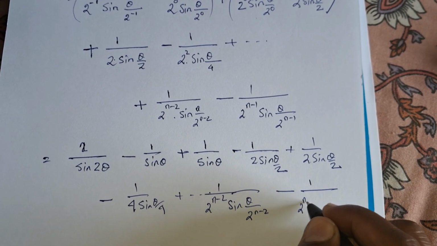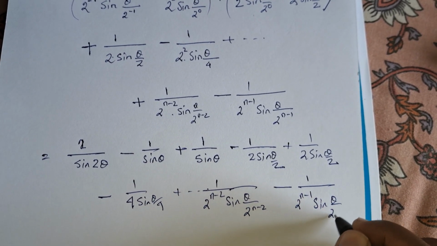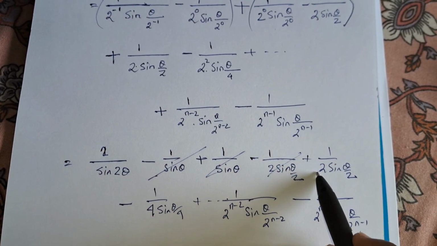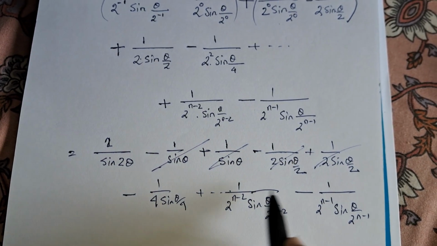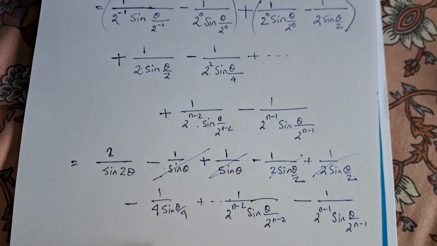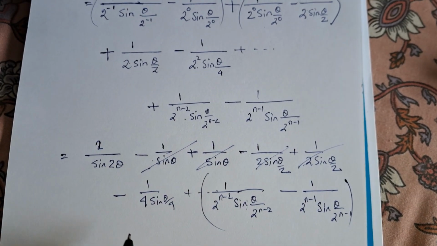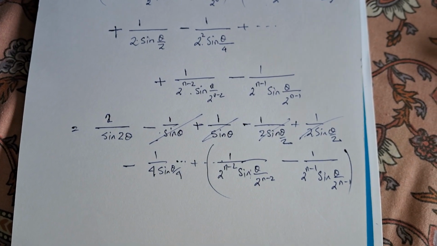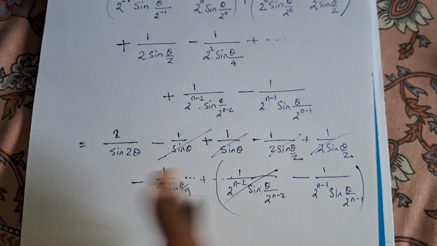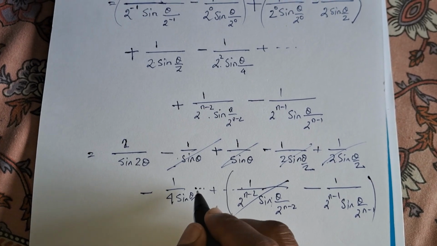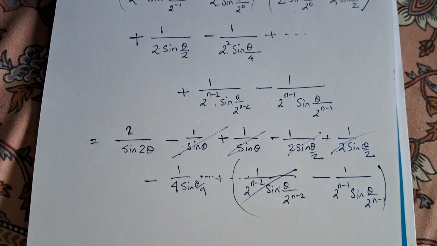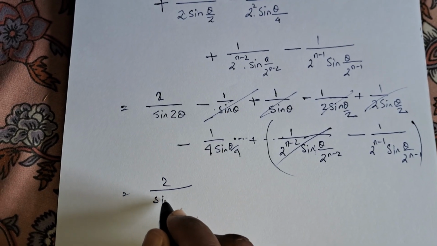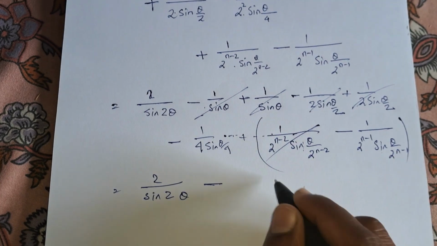And write these two terms. Minus 1 by 2 to the power n minus 1 sine of this much. Now very interesting, these are getting cut, right? So this way each minus is being cancelled by next plus. So this plus will also get cancelled by its previous minus, because after this series will continue. So which are left? This first and last. So 2 by sine 2 theta minus this one.